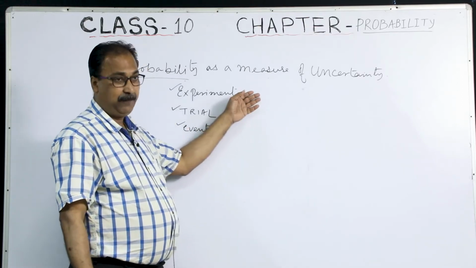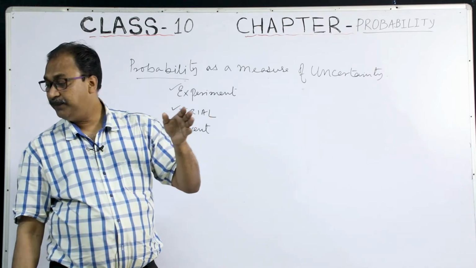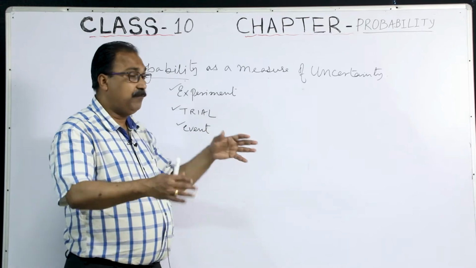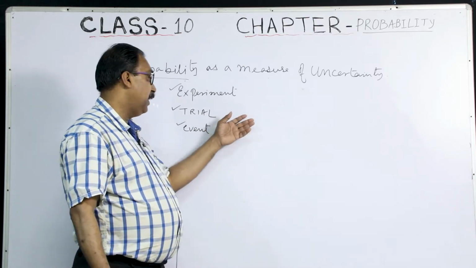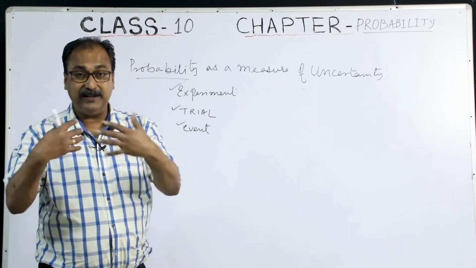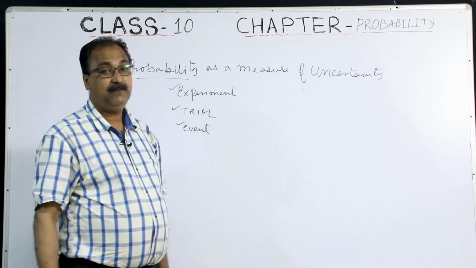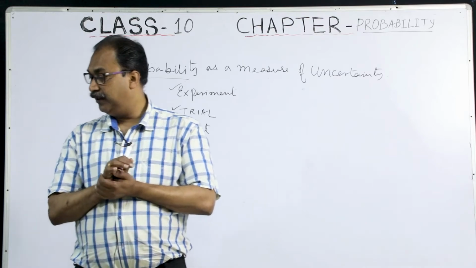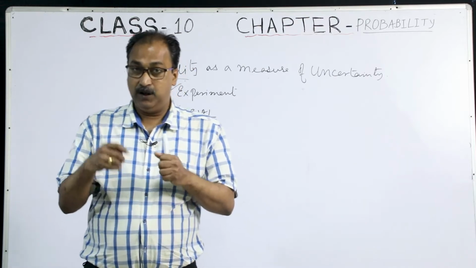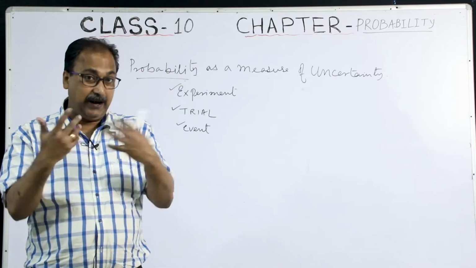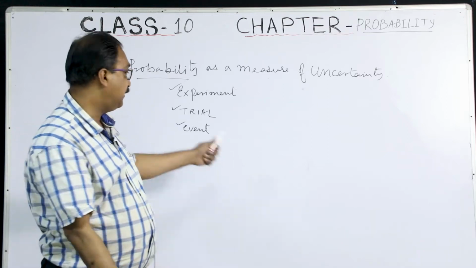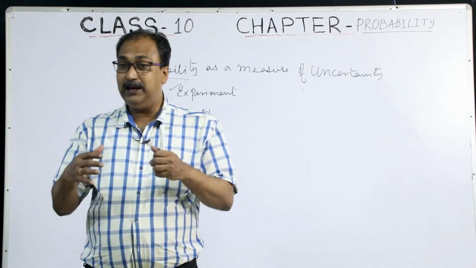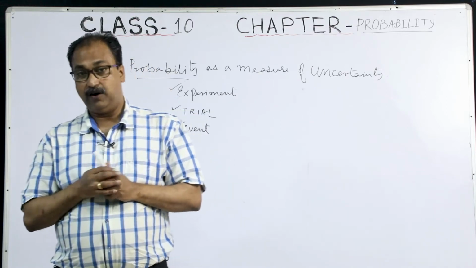The experiment is well defined, no? What is an experiment? Well defined outcomes, that's an experiment. Trial means performing the experiment. And the result of the experiment we call an event. For example, getting head or tail when you toss a coin. That result is called an event. Understood? Now you have to learn equally likely events or outcomes.